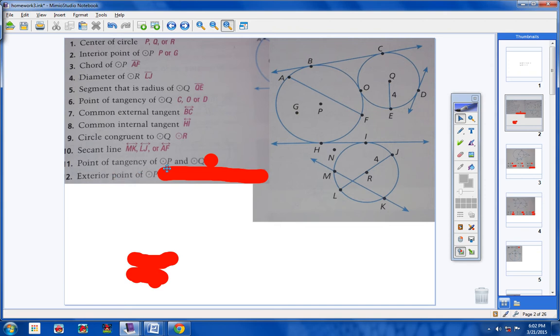Point of tangency for circle P and circle Q. Well, here's circle P. Here's circle Q. Where do they intersect in one place? Right here. So point O is the point of tangency.